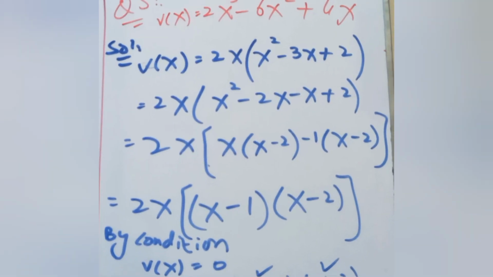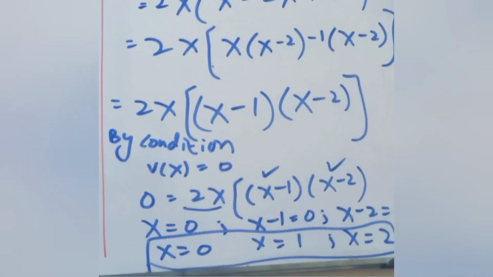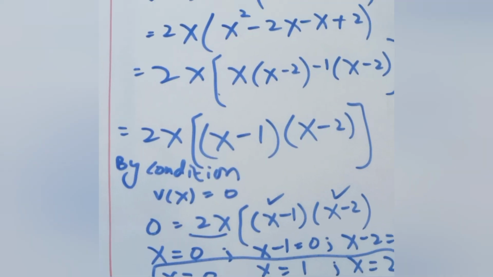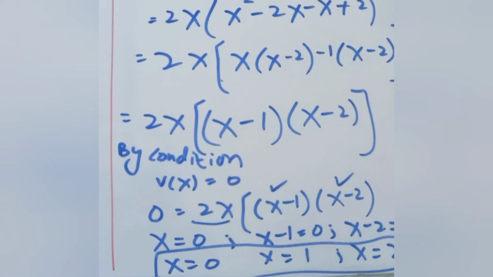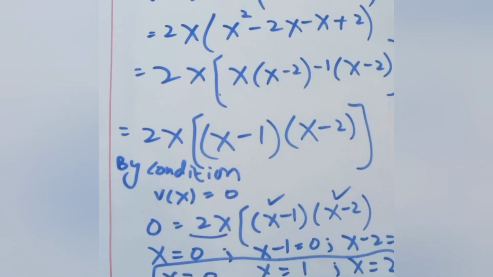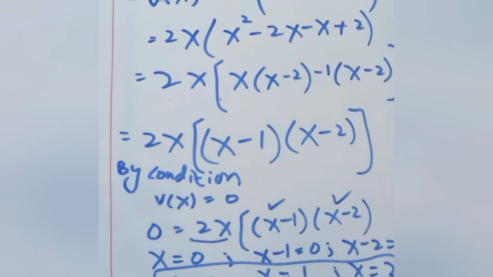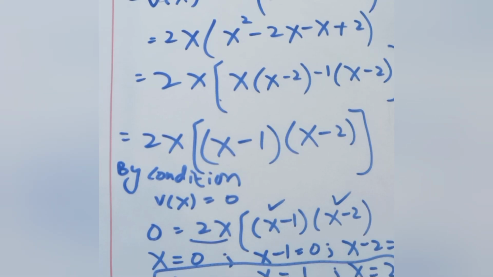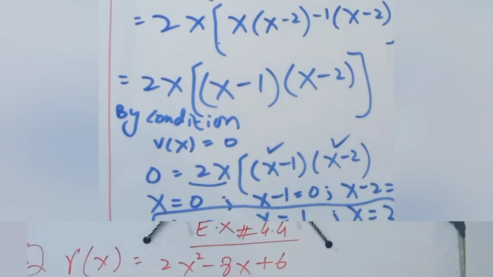Once again, you can see here, after taking some common factors, we write all three terms equal to 0: 2x, x minus 1 equal to 0, x minus 2 equal to 0. The answer is 0, 1 and 2 from question number 5. So now students, let's start the last question.